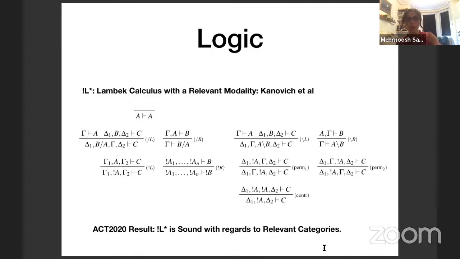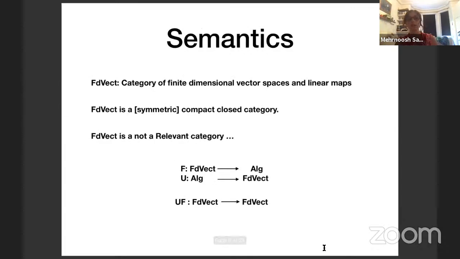You've got Lambda calculus with the slash left and right operators, to which you're going to add a bang modality with its own left and right rules, permutation, and more importantly, contraction. So we showed that these are sound with regards to relevant categories. On the semantic level, what we want is an instantiation of these relevant categories to the category of finite dimensional vector spaces and linear maps.